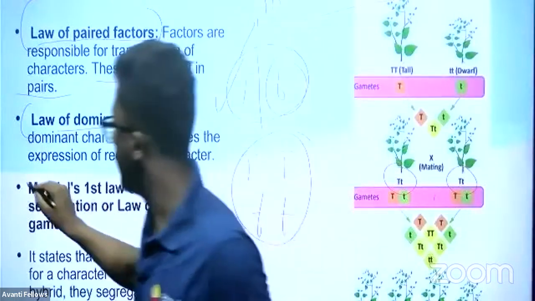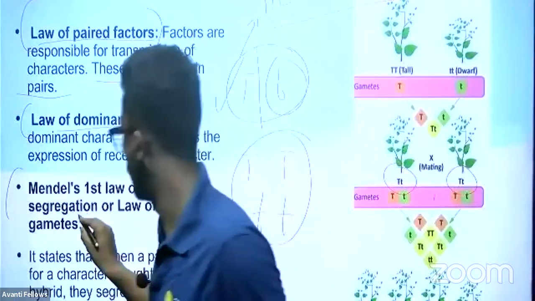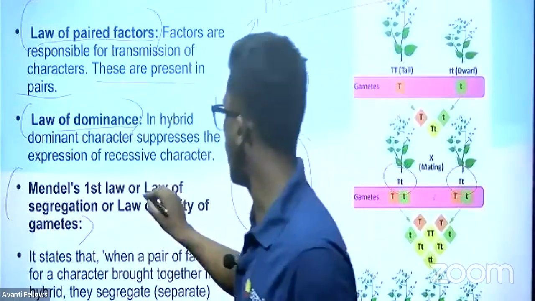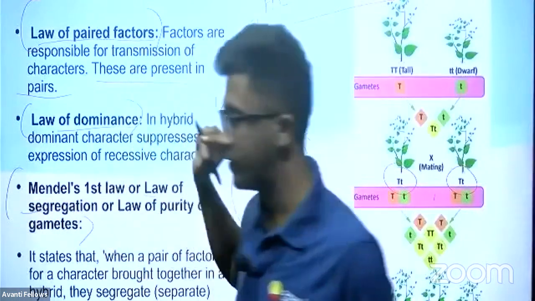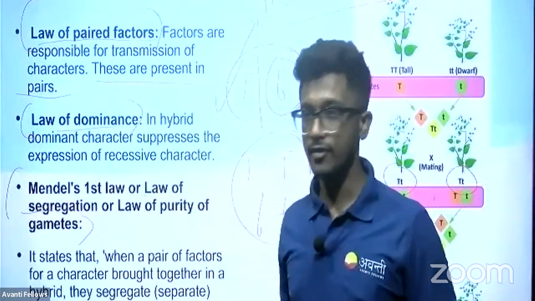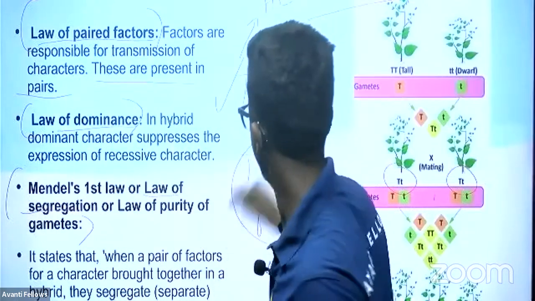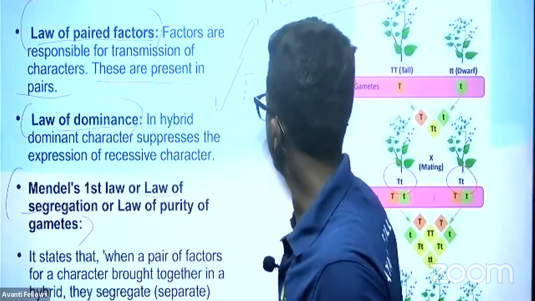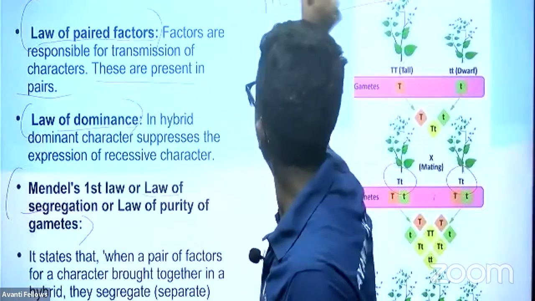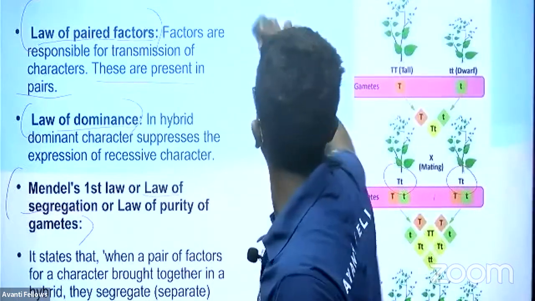Next comes Mendel's real first law. What is the real first law? The law of segregation. This is the first law of Mendelian genetics. So if anybody asks what the first law is, you should tell them it is the law of segregation. The law of segregation is the proper Mendelian first law of inheritance.